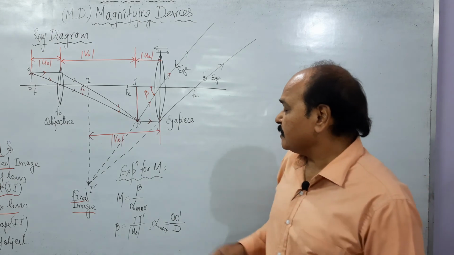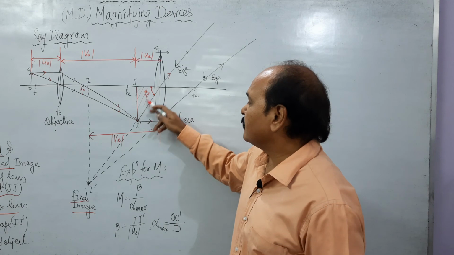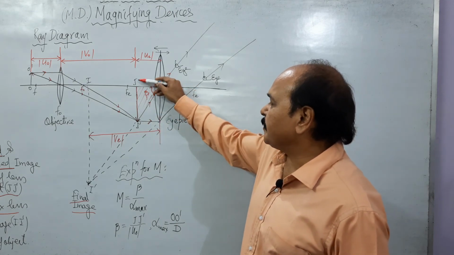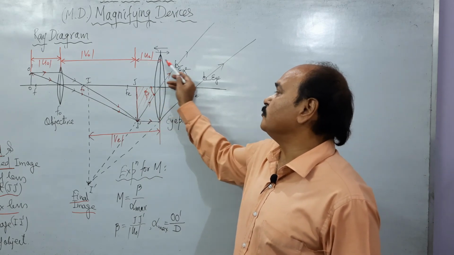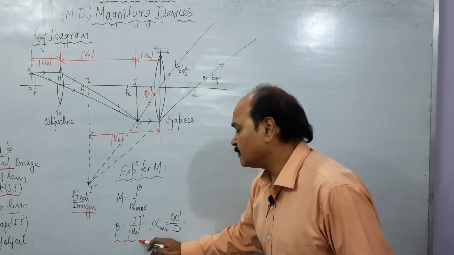So what is this beta? We find out this beta from this right angle triangle. This beta is going to be perpendicular upon base. What is perpendicular? Perpendicular is JJ dash. And what is base? Base is UE. The JJ dash upon UE is beta.